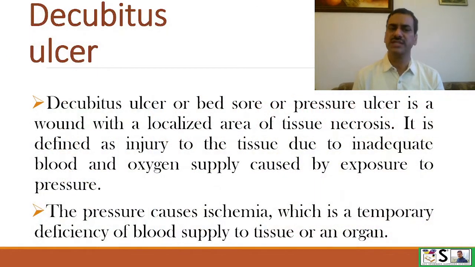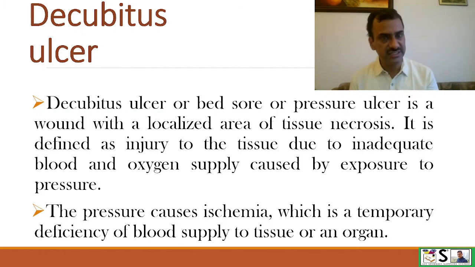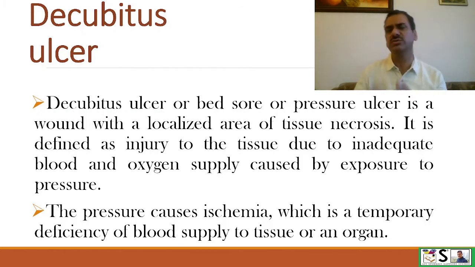So what is decubitus ulcer? It is a very common term used in hospitals or in community settings also. Decubitus ulcer, or we can say bed sore or pressure ulcer or pressure sore or bed ulcer. So a lot of names are there, but they all are the same. It is a wound with a localized area of tissue necrosis. It is defined as injury to the tissue due to inadequate blood and oxygen supply caused by exposure to pressure.